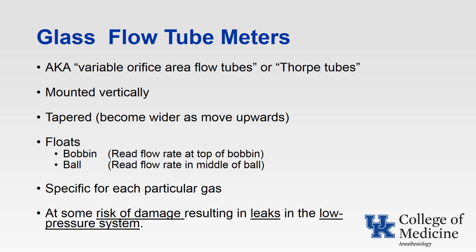Gas flow tube meters are also called variable orifice area flow tubes or Thorpe tubes. They are mounted vertically. They are tapered. They become wider as they move upwards. They have two types of floats, bobbins and balls. For bobbins, you read the flow rate at the top. For balls, in the middle. They are specific for each particular gas. Notably, they are at risk for damage and leaks.